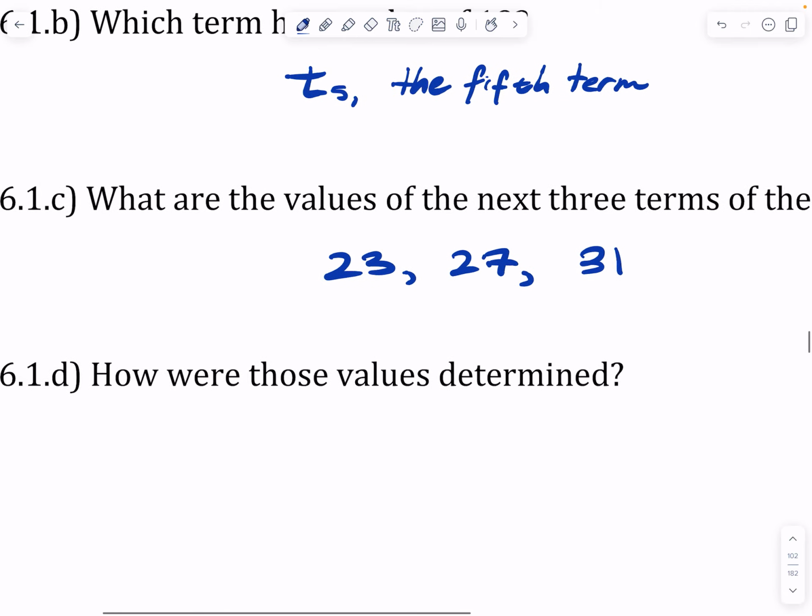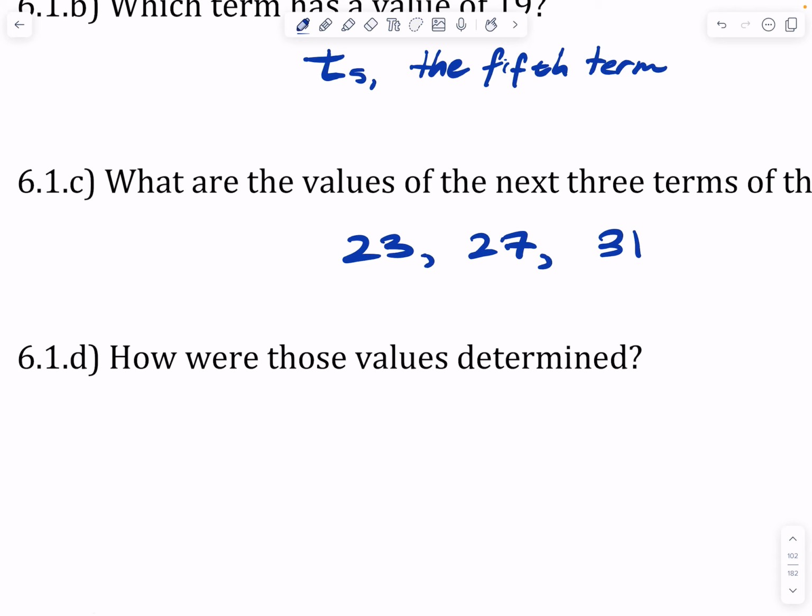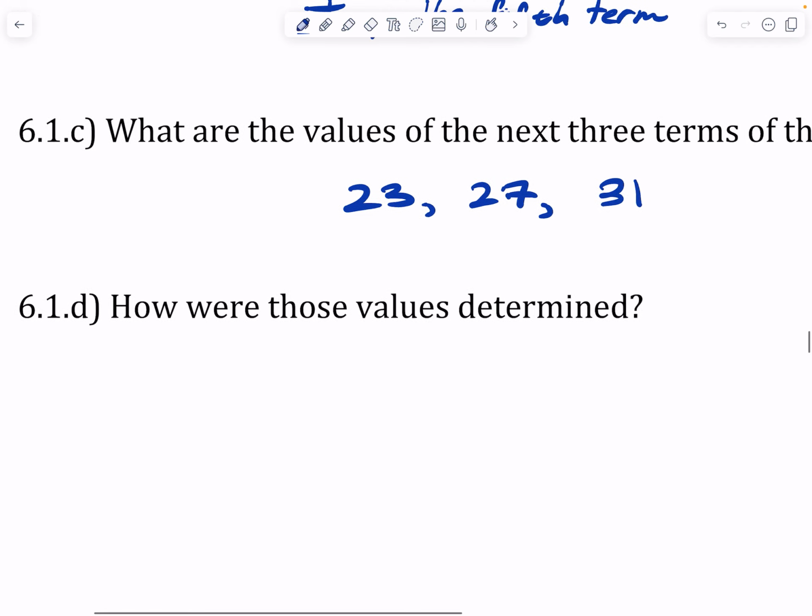If you got those terms, you got them somehow. How were those values determined? How many of you can actually say how you got those? Let's see a show of hands. Wow, okay. That's an amount of hands. Interesting. The way I got them was possibly the same way you did, whether you vocalized that or not. I added 4 to each previous value.